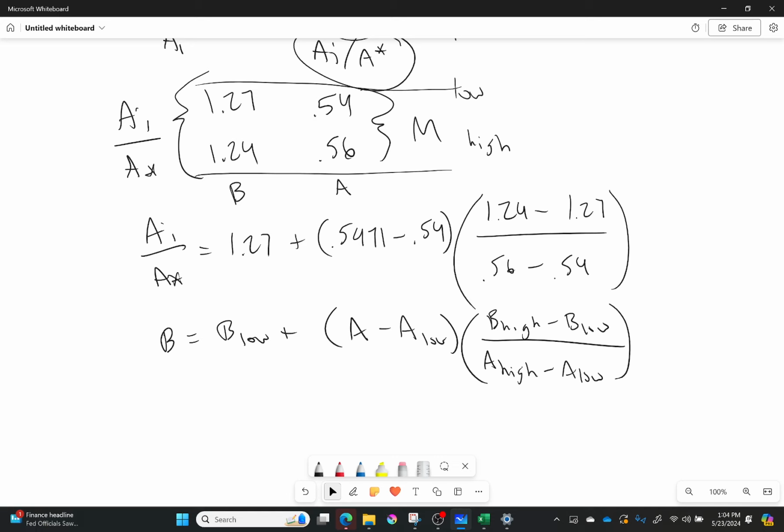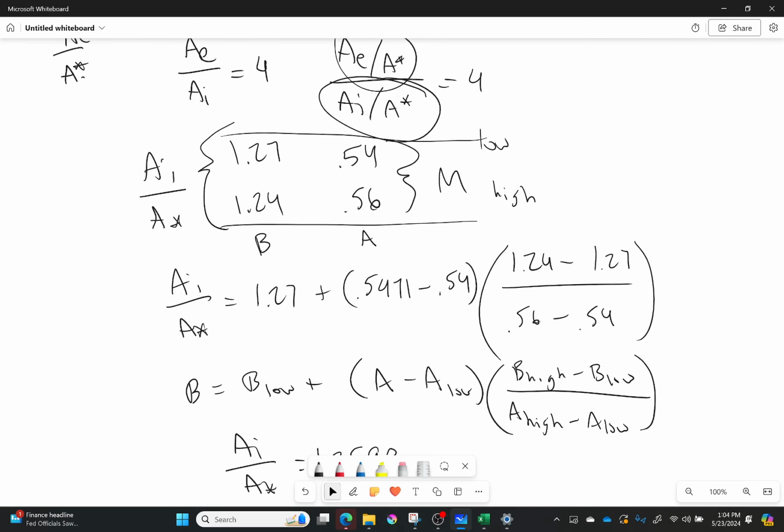I don't know what this value actually is, so I'm just going to plug it into my calculator now and figure it out. Yeah, 1.2593. I'm just going to trust you in that. Okay, so we got AI over A star is equal to 1.2593.